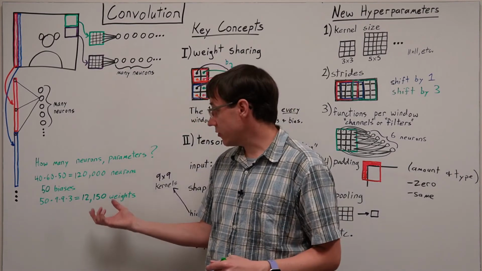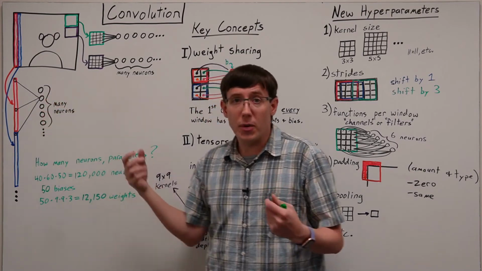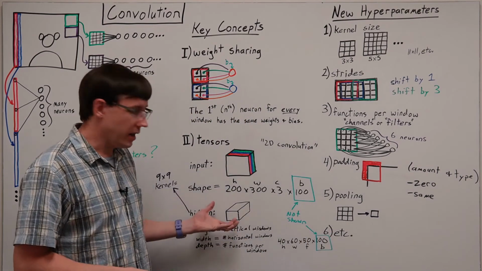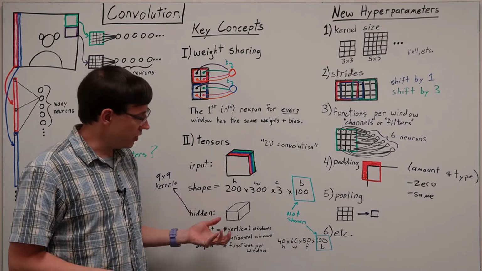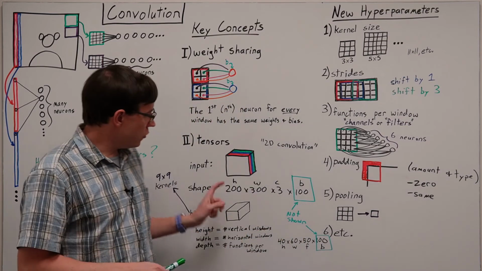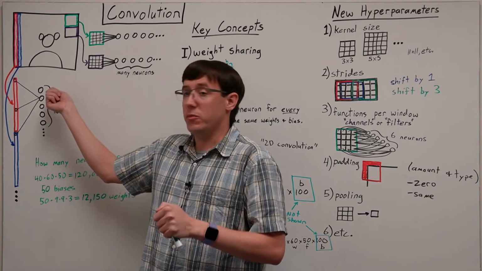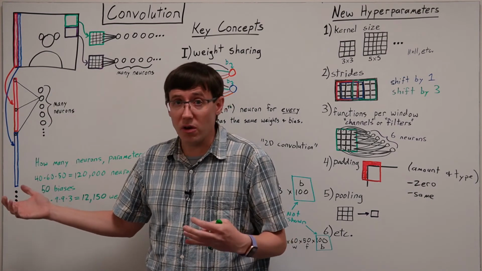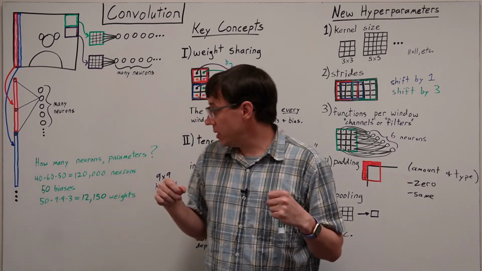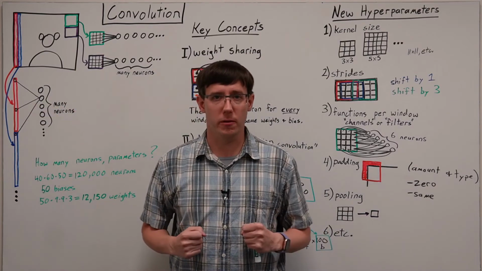So far, this is actually far fewer parameters than we would have with a dense network. Supposing that we had 50 nodes in a dense layer, which of note would be far less capable than this convolutional layer with 50 functions per window, then we would have 200 by 300 weights for each of those neurons times 50 neurons, giving us a total of 3 million parameters. And this is a big part of why it can be so much easier to train a convolutional network than a densely connected one.